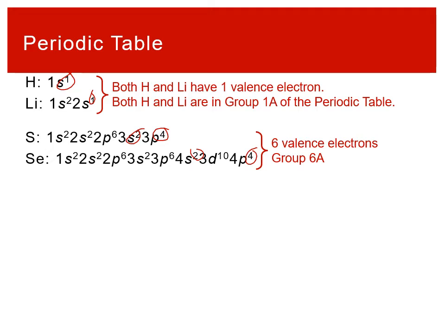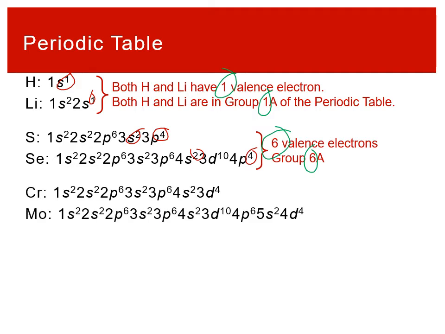The arrangement of atoms in the periodic table is all based around electron configurations. In a given column of the periodic table, the atoms have the number of valence electrons equal to the group number. So group 1, all atoms have 1 valence electron. Group 6, they all have 6 valence electrons.